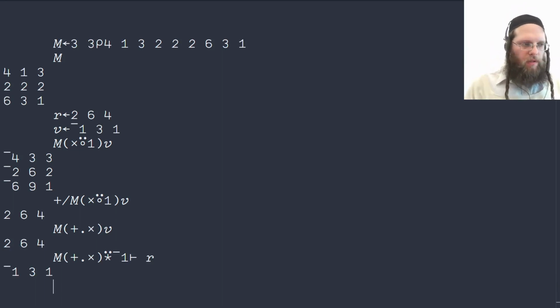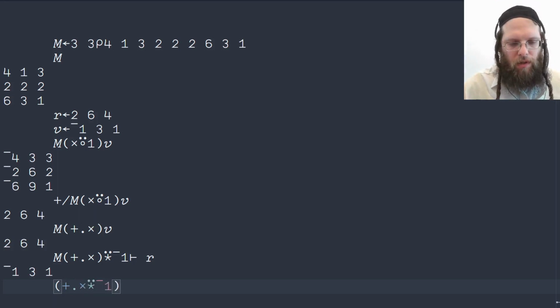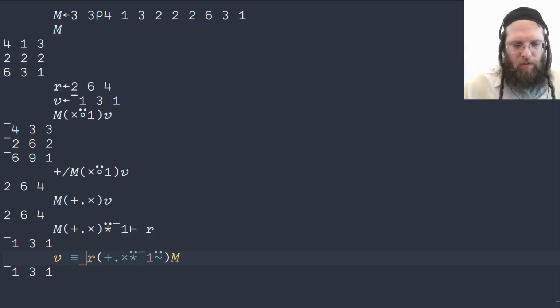Now, in the problem specification, R is the left argument and m is the right argument. So we can type up our solution as plus dot times power operator -1 commute. Just swap the two arguments like that, and then the matrix goes on the right and the vector goes on the left, and that's a proper solution. We can check this, of course. We can check that v matches this.